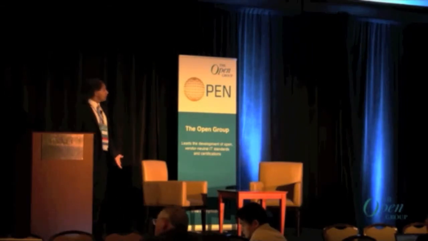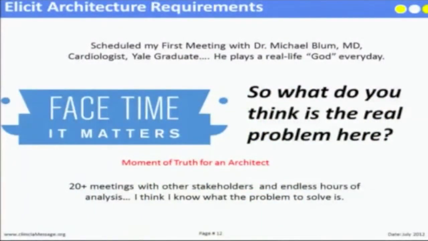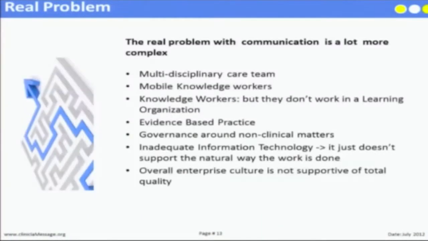So I had 20 plus more meetings, hours and hours of analysis. I think I know what the problem is. At this point, what I know now is that it was a complex problem. It's a multiple discipline care team. They don't speak the same language. These are mobile workforce people. They have a culture that is there to take care of the patient, period. So we understood the problem is a lot more complex. The problem was not about technology, except technology has to be useful.